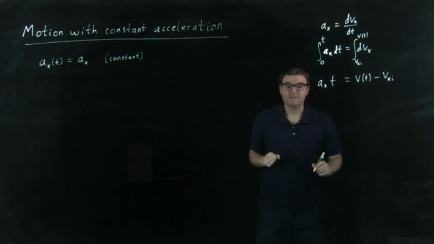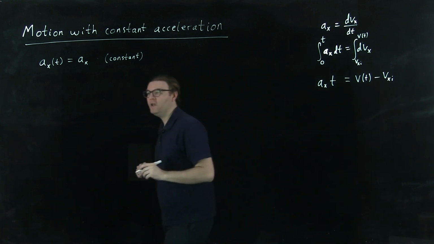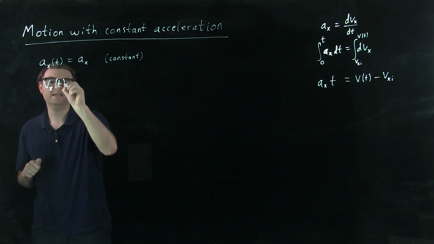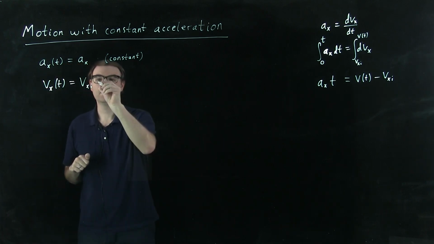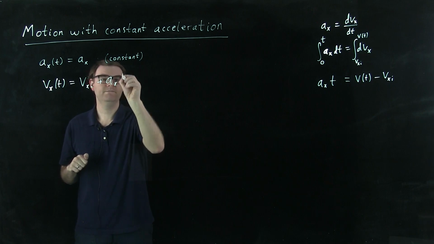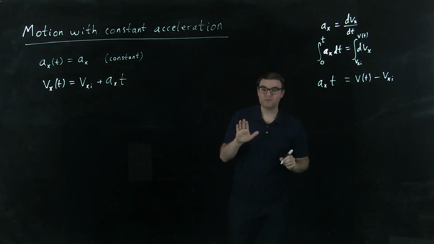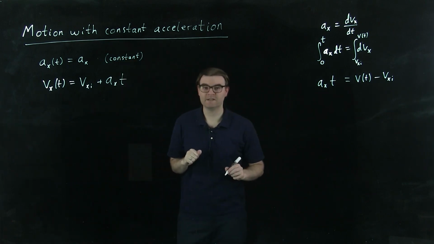And then the last thing that I want to do with this expression is to move the vxi over to the other side of the equation so that I can get something that looks like vx of t is equal to vx initial plus the acceleration times time. And now I know something about the velocity for an object that's moving with constant acceleration.